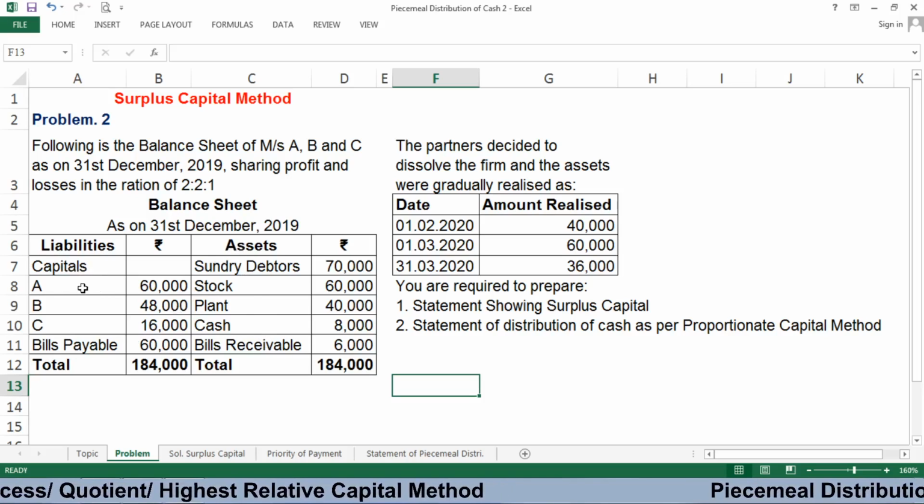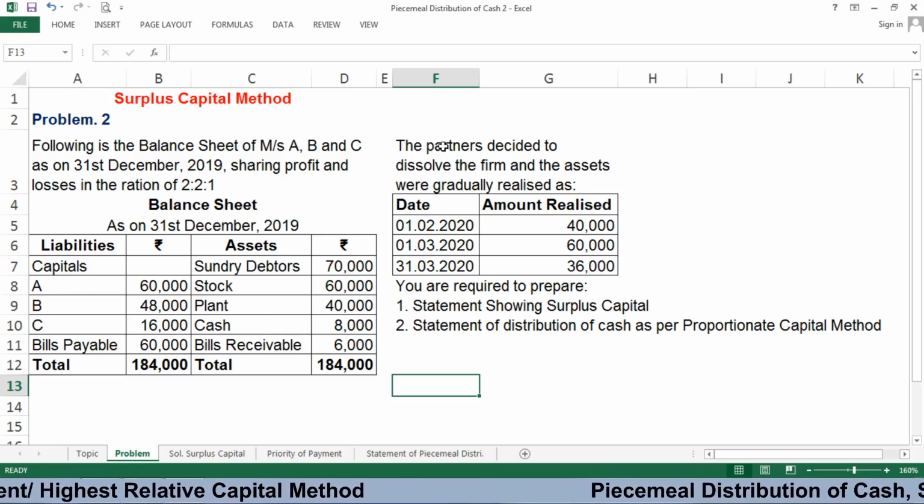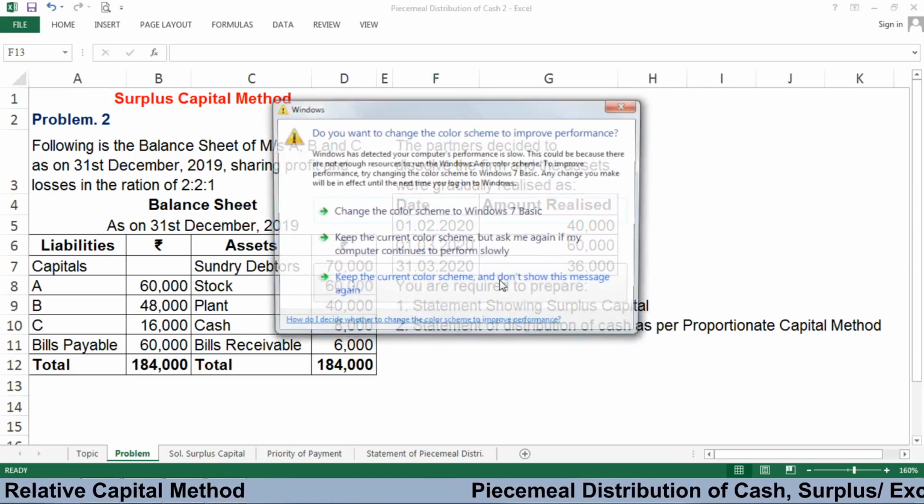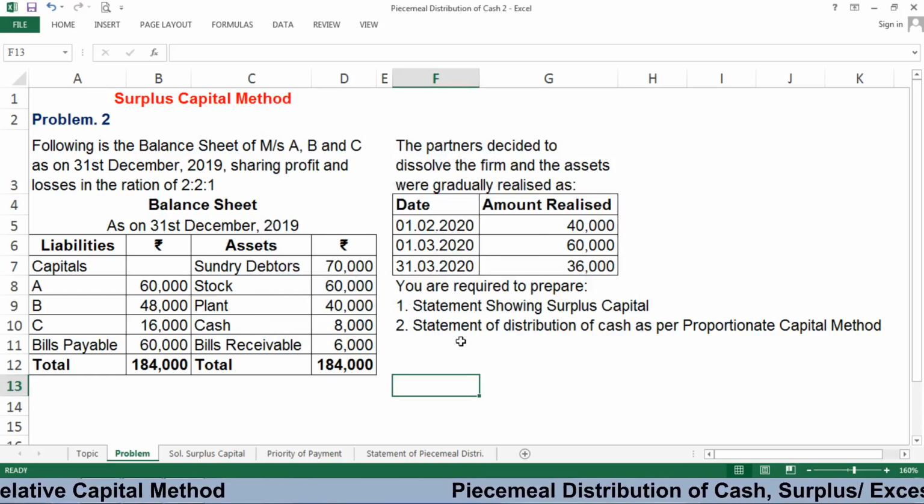In the liabilities, we have a capital of Mr. A, B and C. With this, we have a third party liability, that is bills payable of rupees 60,000. On the asset side, there are various assets including cash, which is rupees 8,000. And there are some adjustments. The partners decided to dissolve the firm and the assets were gradually realized: on 1st of February, the partnership firm got 40,000, on 1st March 60,000 and on 31st March 36,000. You are required to prepare a statement showing surplus capital, and a statement showing piecemeal distribution of cash as per surplus capital method.